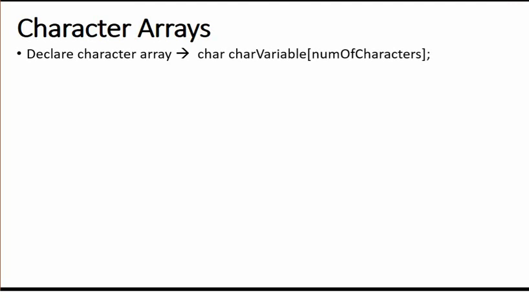Okay, another way to work with strings is with character arrays. Back in the day, we called them C strings. And this was the only way to work with strings prior to the string header library. To declare a character array, you start with the data type, which is char, the name of the variable, and then in square brackets, you specify the number of characters.